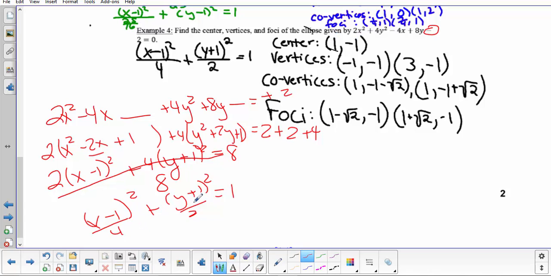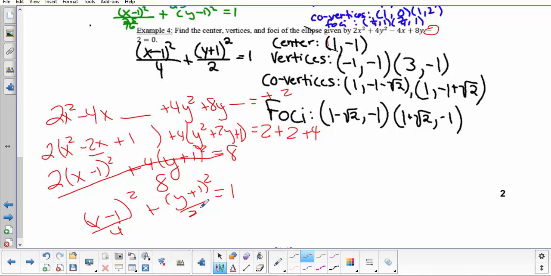4 is larger than 2, so this is once again horizontal. So from the center, we're going to add and subtract 2 to the x coordinate. So when I add 2, I get 3. When I subtract 2, I get negative 1, and the y coordinate doesn't change.